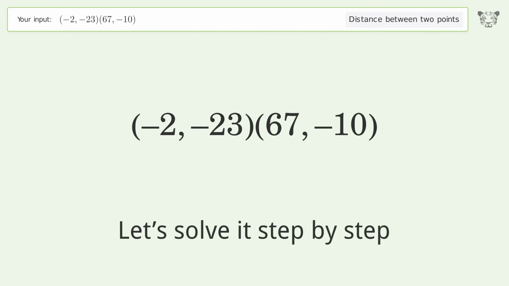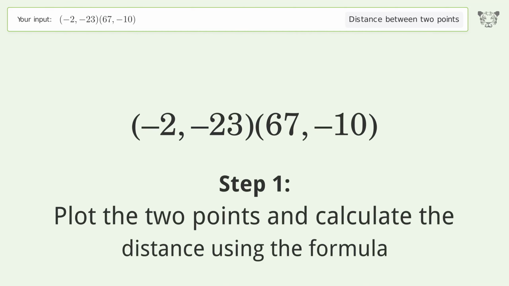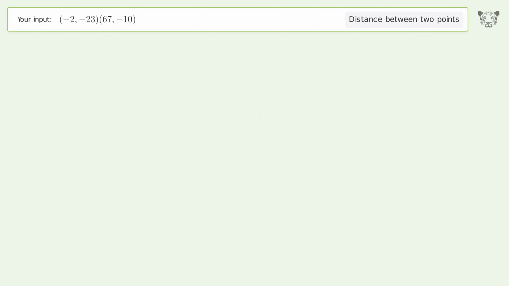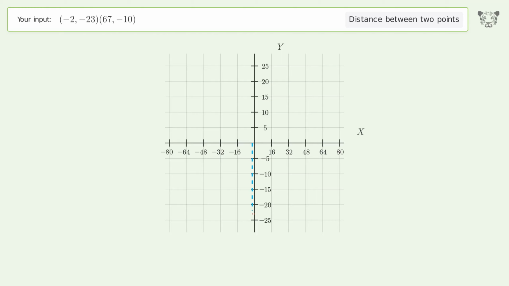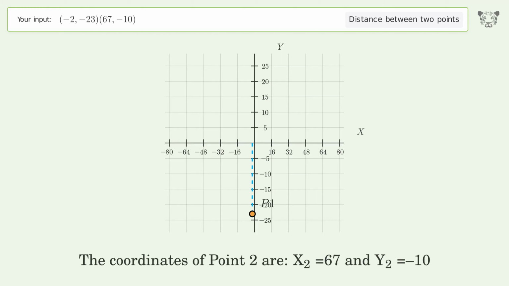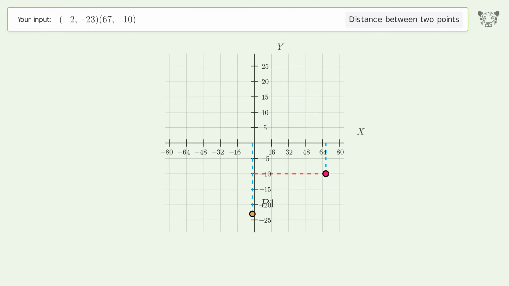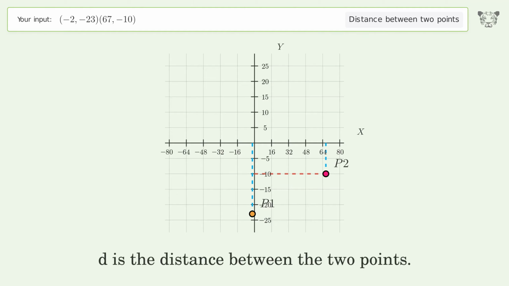Let's solve it step by step. Plot the 2 points and calculate the distance using the formula. The coordinates of point 1 are, x1 equals -2 and y1 equals -23. The coordinates of point 2 are, x2 equals 67 and y2 equals -10. D is the distance between the 2 points.